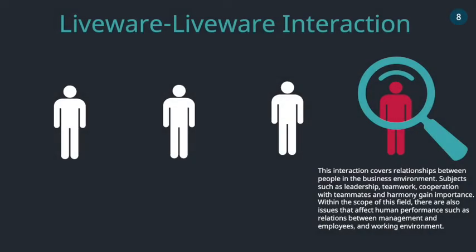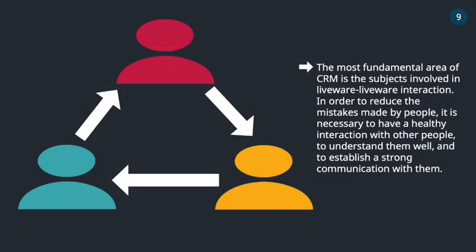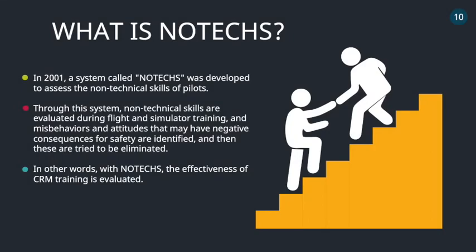Liveware-liveware interaction. This interaction covers relationships between people in the business environment. Subjects such as leadership, teamwork, cooperation with teammates, and harmony gain importance. Within the scope of this field, there are also issues that affect human performance such as relations between management and employees, and working environment. So, we can easily say that, in order to reduce the mistakes made by people, it is necessary to have a healthy interaction with other people, to understand them well, and to establish a strong communication with them. Now, let's talk about our other important term.